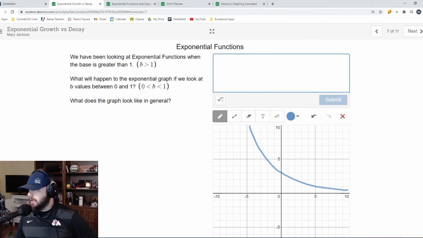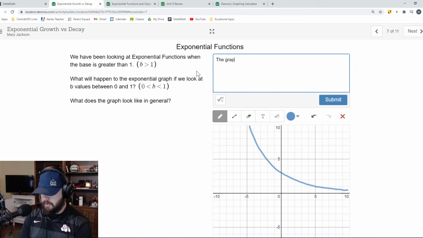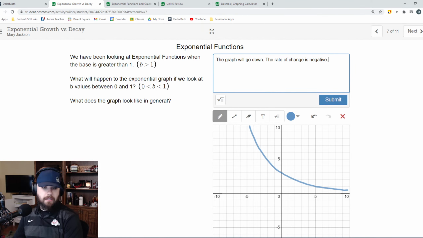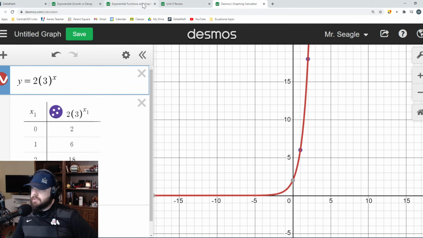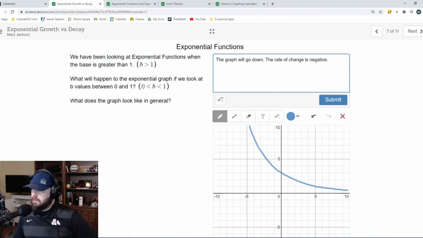Right? What will happen to the exponential graph if we look at the values between 0 and 1? You can say something like the graph will go down. The graph, something about like the rate of change is negative. Something like that, right? All you had to do is write in some sort of observation here, right?